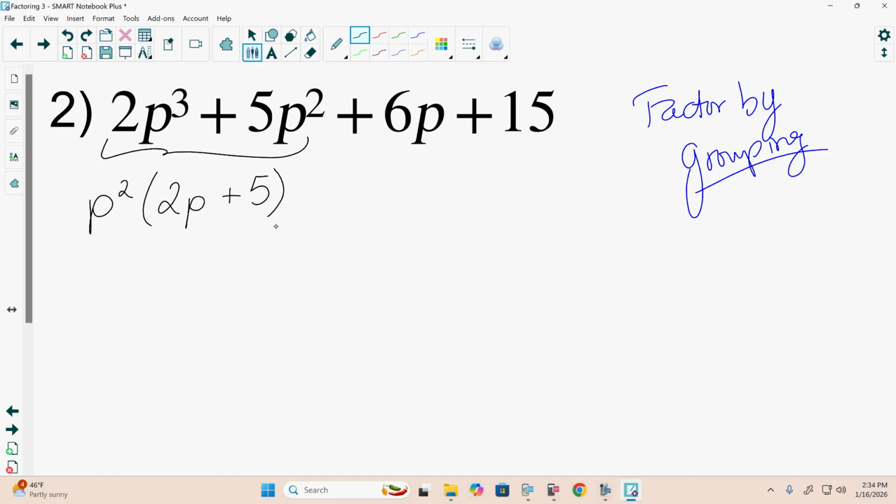Okay. So, that doesn't mean a whole lot. We've just factored p squared out of both of those terms. Let's look at the last two, 6p plus 15. Is there a common factor between 6p and 15? 3, yes? Positive 3. So I'm going to factor 3 out of 6p. 6p divided by 3 would be 2p. Plus, if we factor 3 out of 15, 15 divided by 3 is?